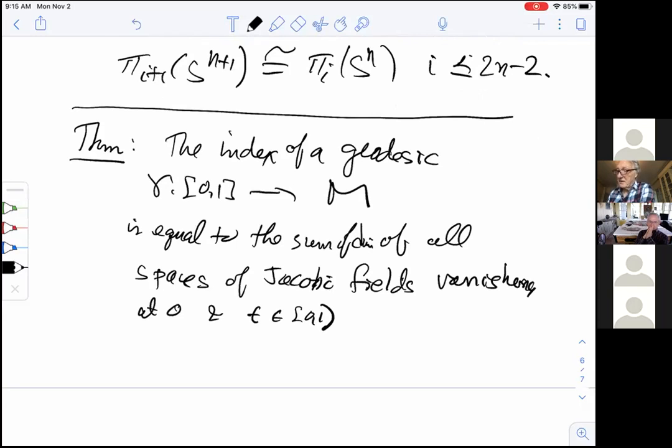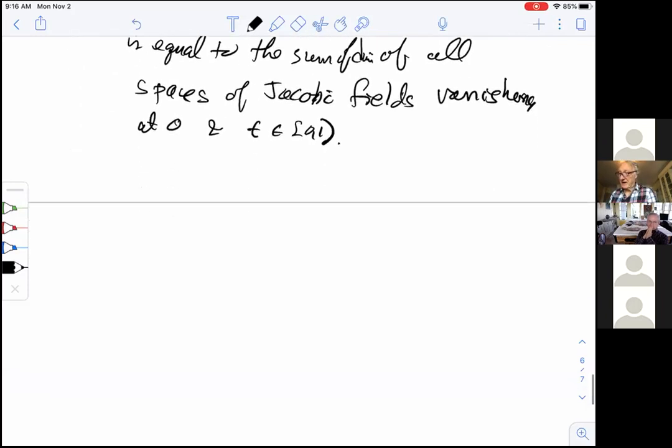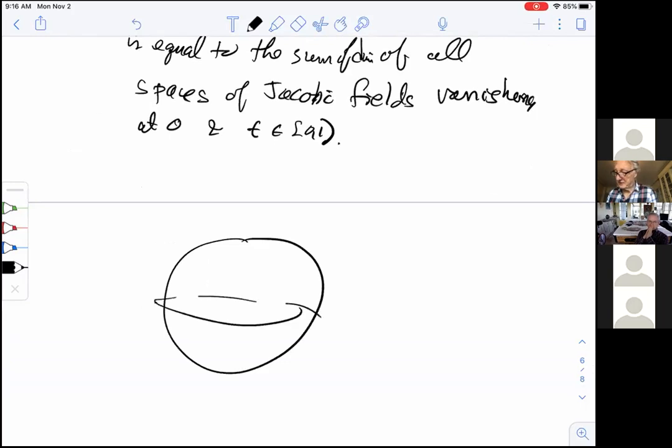It turns out there are only finitely many t between 0 and 1 for which there are non-trivial Jacobi fields vanishing at 0 and at t. You have finitely many t, and for each of those t you take the dimension of those Jacobi fields vanishing at the two endpoints. And you add those up, and that sum is the index. So in our case, let's just see how this works.